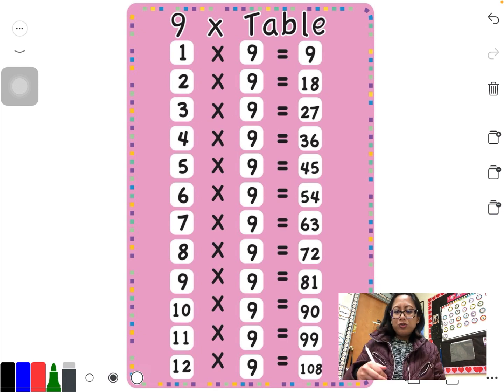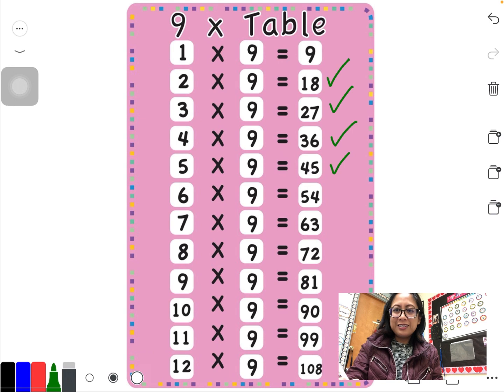So before I go into the page for math, I'm going to recite all of these and you can say them with me. All right, ready? Let's start with 2 times 9. 2 times 9 equals 18. 3 times 9 equals 27. 4 times 9 equals 36. 5 times 9 equals 45. 6 times 9 equals 54. 7 times 9 equals 63. 8 times 9 equals 72. 9 times 9 equals 81. 10 times 9 equals 90. 11 times 9 equals 99. 12 times 9 equals 108.